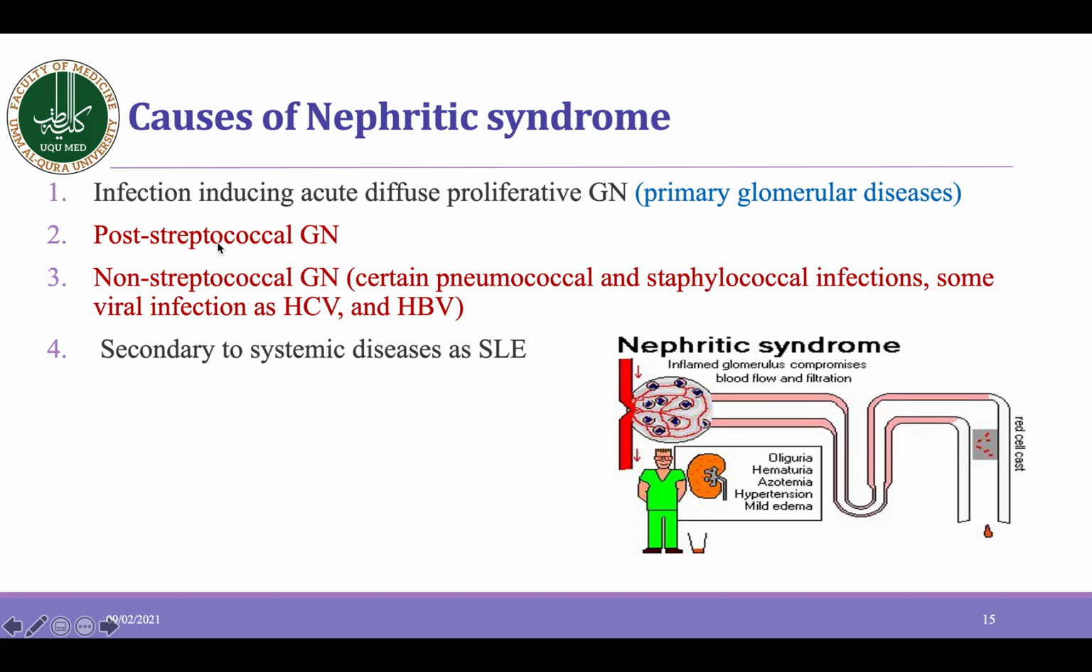Not only the streptococcal organism causes this, so there are non-streptococcal glomerulonephritis due to other organisms like staph and some other viruses, with some relation to hepatitis C and hepatitis B viruses. Nephritic syndrome can be secondary as well. One example is systemic lupus erythematosus; it can be secondary to lupus.